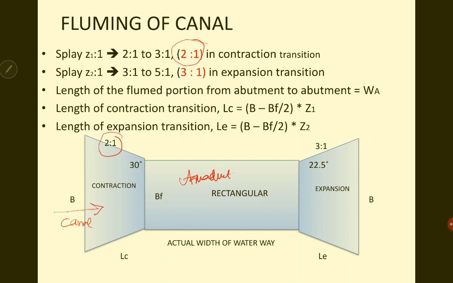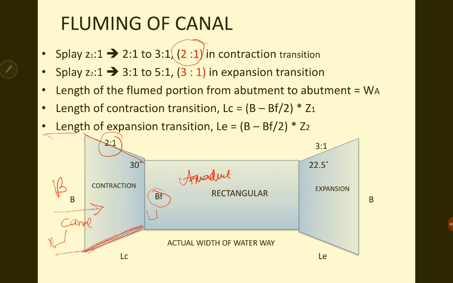So the canal is coming with this dimension B. Once it reaches the aqueduct section, its width becomes BF, or otherwise 50% or half of B. The angle or the splay between this section will be 2 is to 1, otherwise 30 degree, and there also will be a warping in between this section in these walls, so that the section is transformed from a trapezoidal section. Canal is having a trapezoidal section, here it is a rectangular section, so there will be warping also and there is splay.